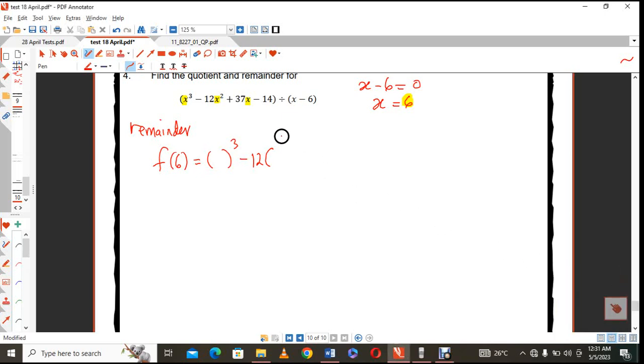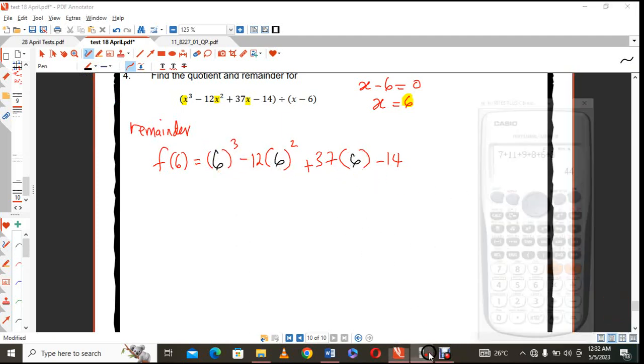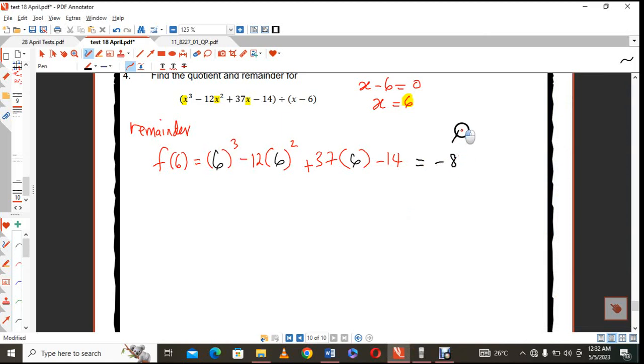So I'm going to have 12x squared plus 37x minus 14. So again, I'm going to substitute that 6 into that function, and we're going to see what it is that we're going to get. All right, so in any case, in brackets, you have got 6 cubed, you have minus 12 times 6 squared, you have got plus 37 times 6 minus 14. Well, that gives you negative 8. So negative 8 is going to be my remainder.